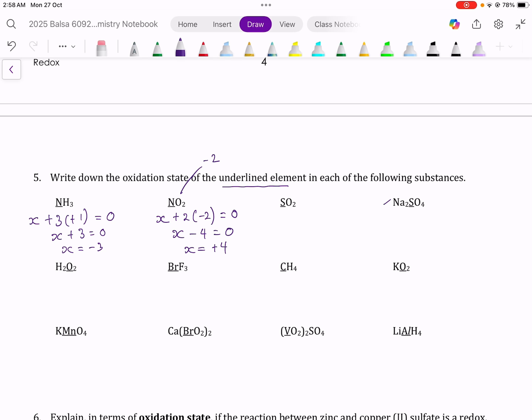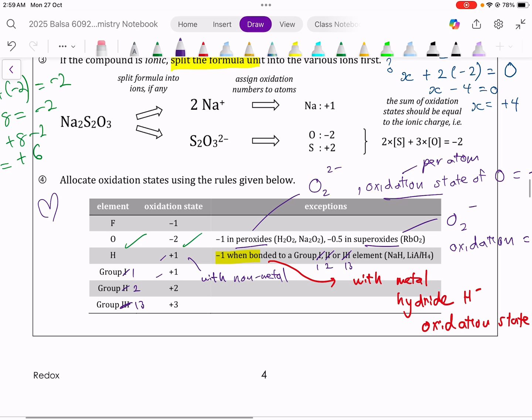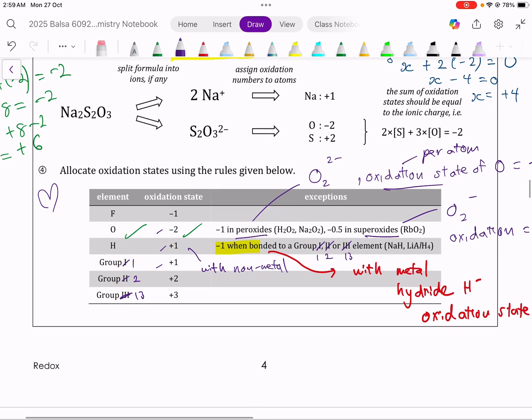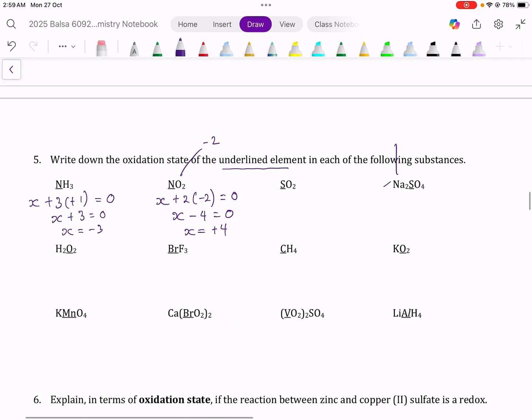So the Na, because it's group 1, right? Group 1 down here is always plus 1. Then the O is always minus 2. These are the ones I can pre-assign. So this is plus 1, then the oxygen is minus 2. So I got 2 sodium, each one plus 1, plus X, then plus 4, each one minus 2 equals to 0.